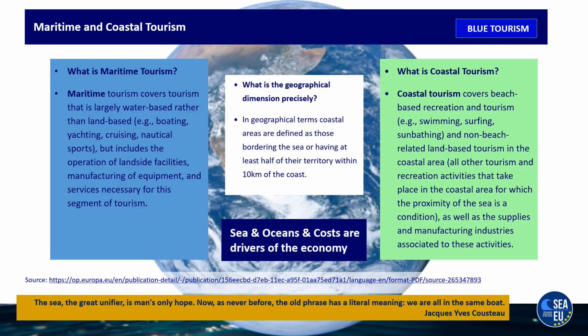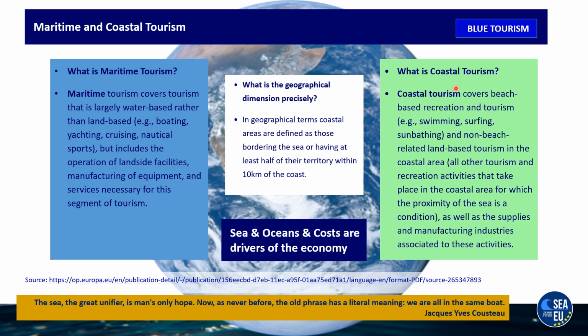So, what is actually the difference between maritime and coastal tourism? On the left side, we have the definition of maritime tourism. Maritime tourism covers tourism that is largely water-based rather than land-based, but includes the operation of landside facilities, manufacturing of equipment, and services necessary for this segment of tourism.